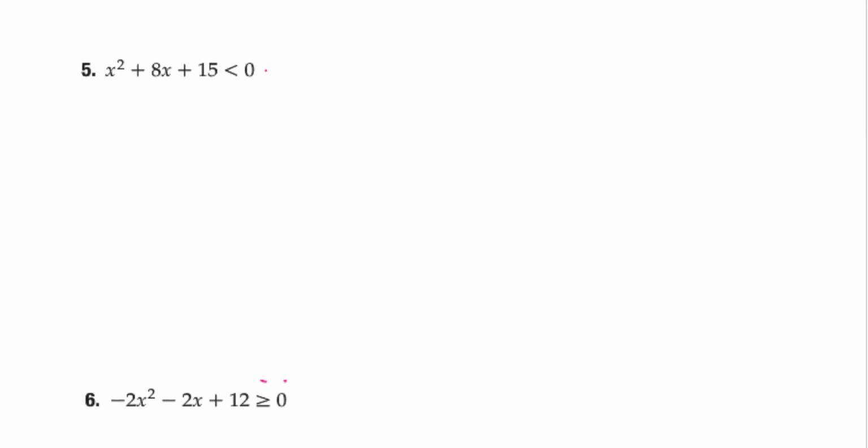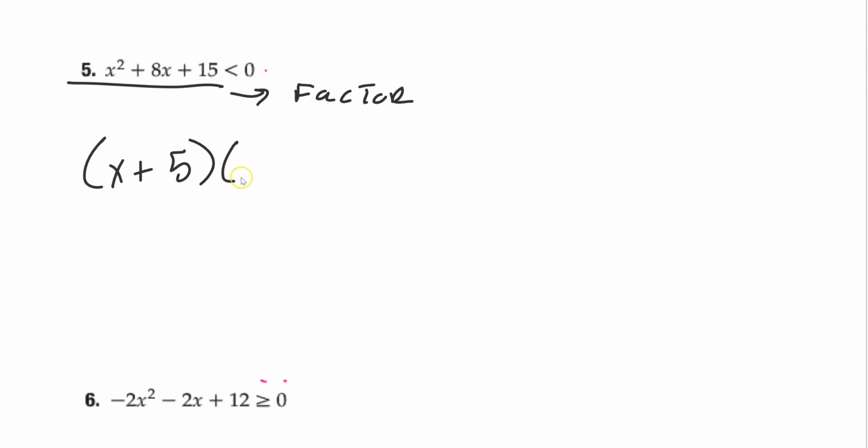Let's do this one actually. So this one you're like, okay, how do I do it here if I don't have a picture? Well, we gotta factor it. So I could factor this. This is x plus 5, x plus 3. So less than 0. Split it. X equals negative 5 and negative 3.